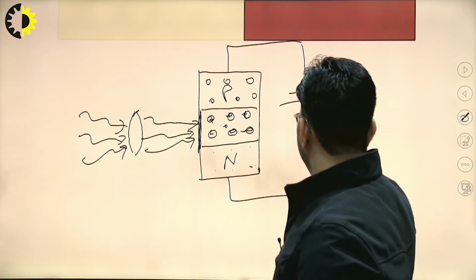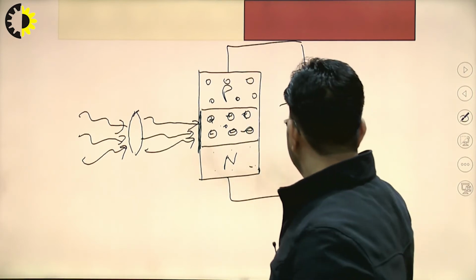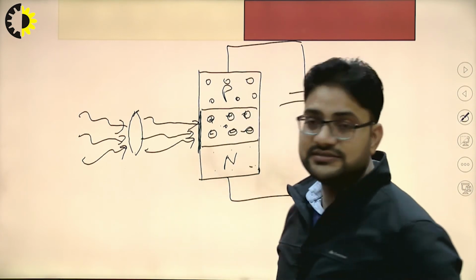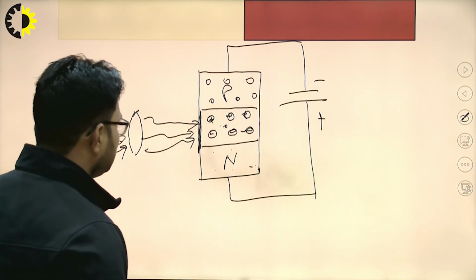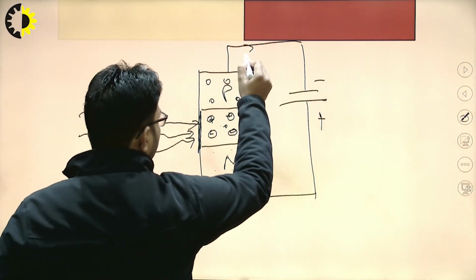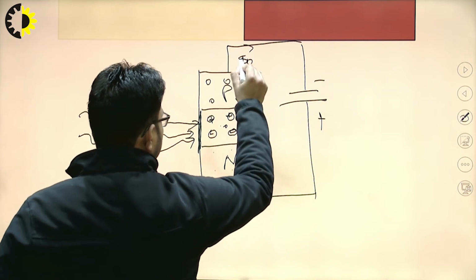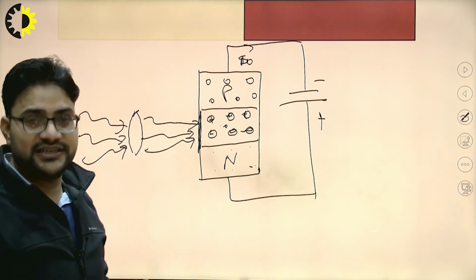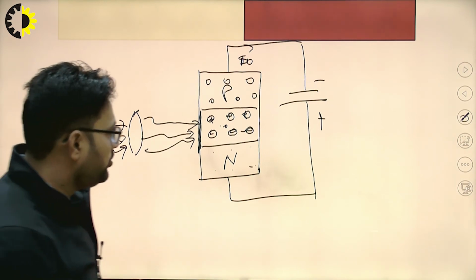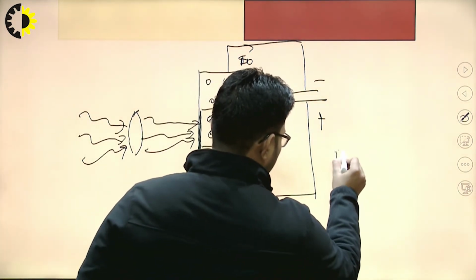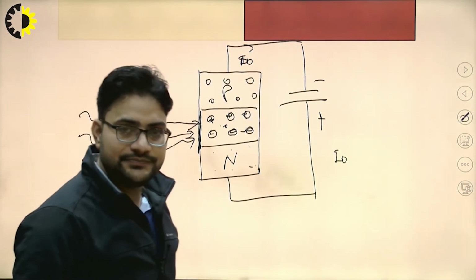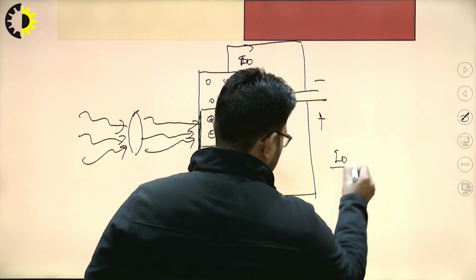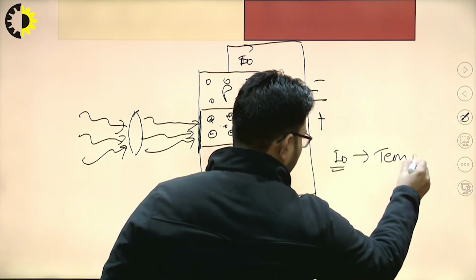If you see this, this is the reverse bias condition. The battery negative terminal is connected to the P side and the positive terminal is connected to the N side. Now you can see the current which was flowing previously in the absence of light is I naught. I naught is the minority charge carrier current, right? I naught is actually a temperature dependent parameter. If you see this carefully, I naught is a temperature dependent parameter.